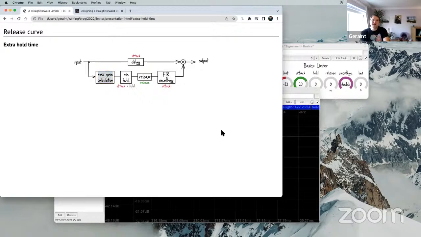RMS is more something you'd use for a compressor. So you could make a compressor on a very similar design, where instead of this absolute value and then moving minimum, you would do a squared or absolute value and then filter that. And that's your energy metric. Then you, again, calculate your instantaneous gain that you want, smooth out your gain changes and add a release curve. I don't think you tend to get RMS in limiters. That's more of a compressor kind of thing.